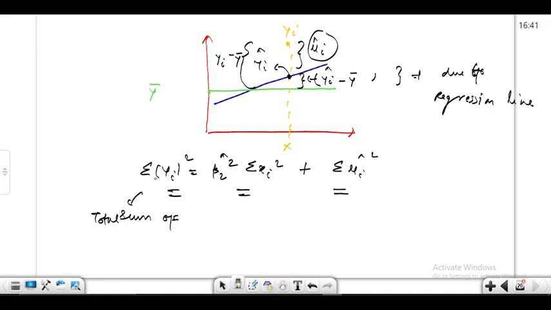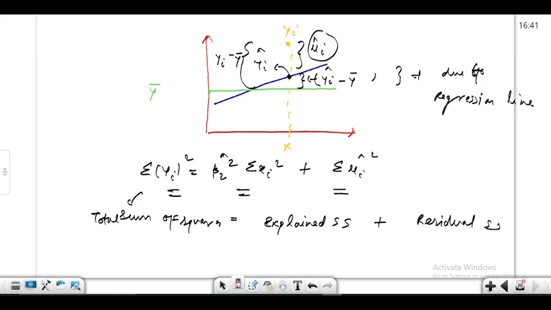This is your summation y. We are doing this for the entire regression line, or all the values of yi that we get in the sample. So total sum of squares is equal to the part of the sum of squares that is explained by the regression line, the explained sum of squares, plus your residual sum of squares, the remaining part which is not being explained.